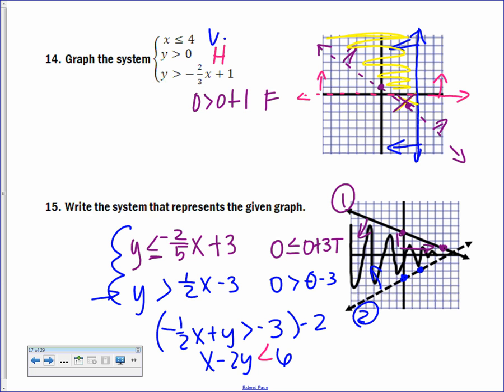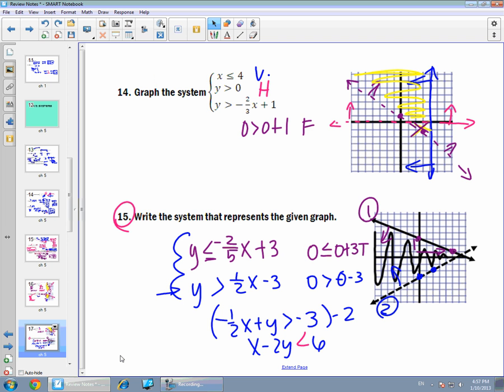Do it the way you're comfortable with, and then if the exam makes you do it in standard form, wink, wink, nudge, nudge, you might need to be really familiar with this, then go ahead and flip your sign when you multiply by a negative. And that's the end of chapter 5. Nicely done.